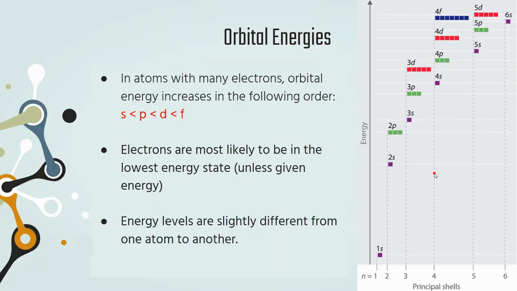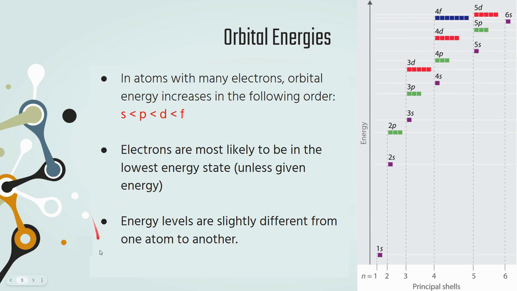In general, orbital energy increases from s orbitals to p orbitals to d orbitals to f orbitals, but it's a little more complicated. Before we go any further, just a reminder, electrons are most likely to be in the lowest energy state unless somehow they gain energy. Say if we heat them up or we put electricity through them, they're going to be in that lowest state, which is how we'll fill them.